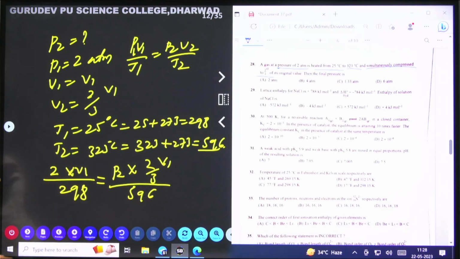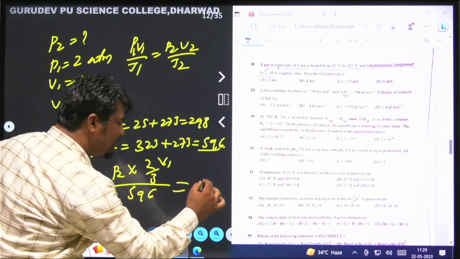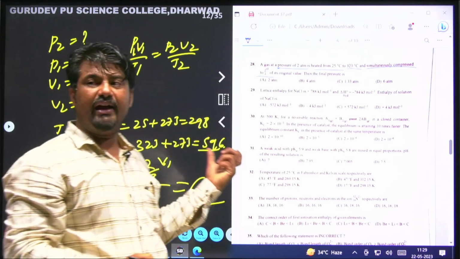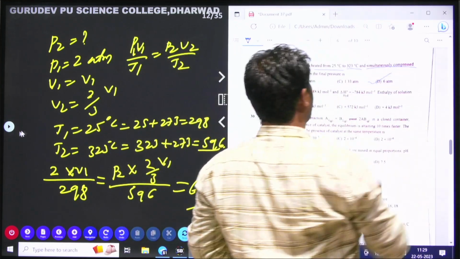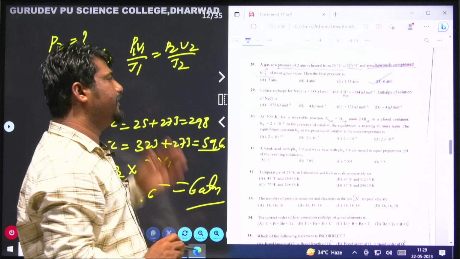596. By substituting all the values and on simplification, we will get the answer, 6 atm. Please substitute all those given values and get the result. You are going to get the value 6. That's the answer, 6 is the right option.